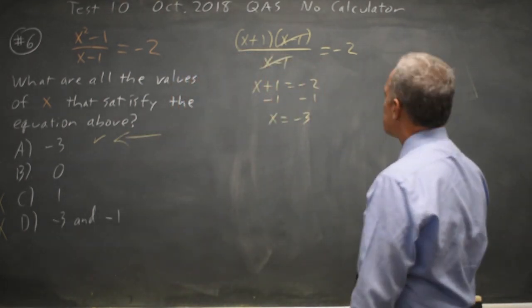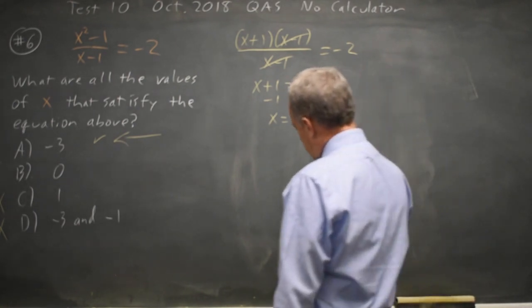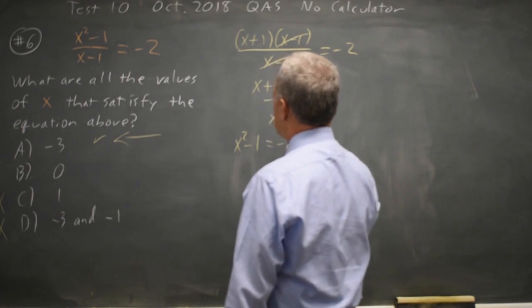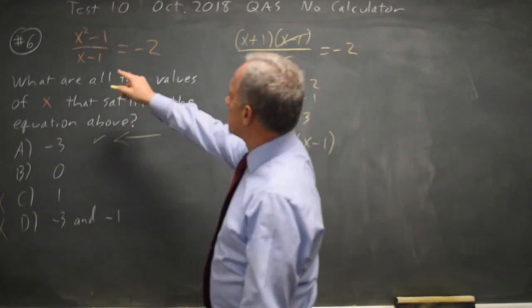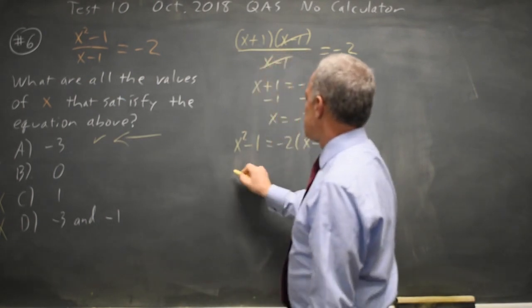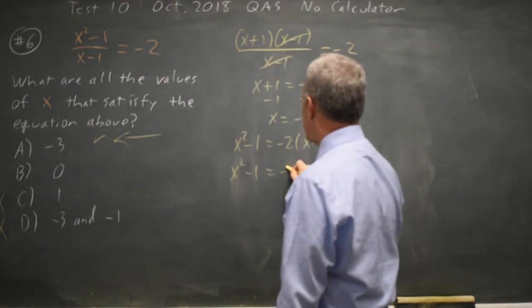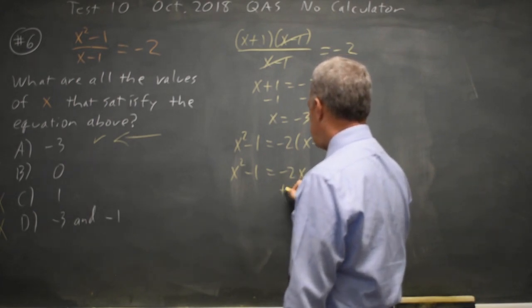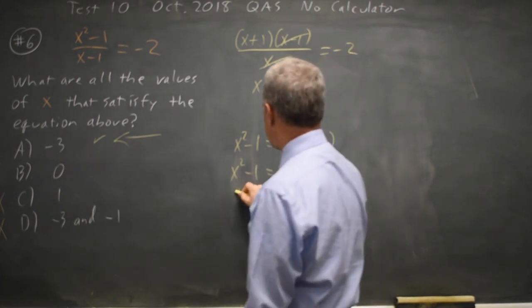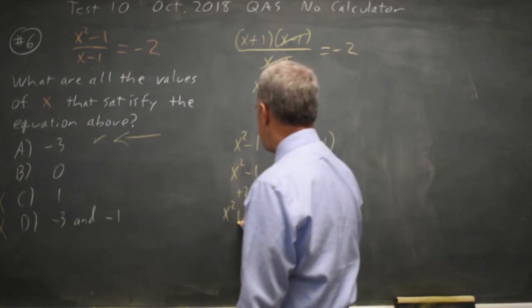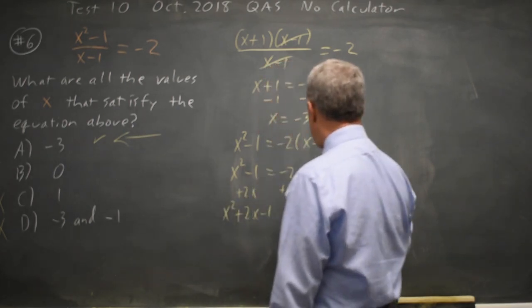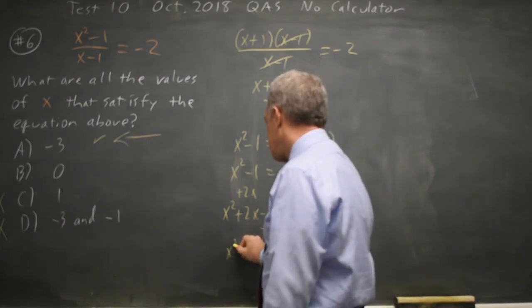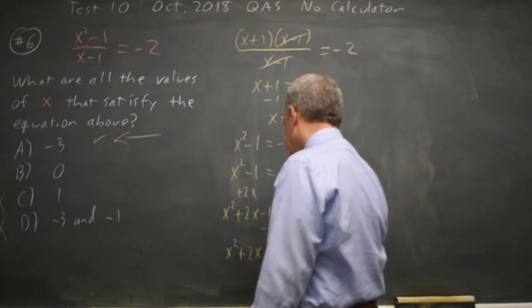If instead I try one more method, x squared minus 1 equals -2 times x minus 1. Cross multiply. Multiply the x minus 1 to the right hand side. X squared minus 1 equals -2x plus 2. Add 2x to both sides. And I get x squared plus 2x minus 1 equals 2. Subtract 2 from both sides. X squared plus 2x minus 3 equals 0.